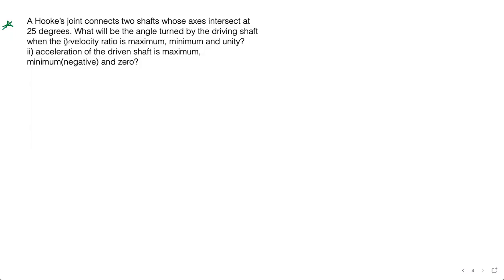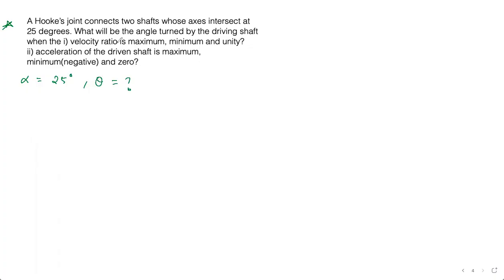Okay. A Hooke's joint connects two shafts whose axes intersect at 25 degrees. It means alpha is given as 25 degrees. What will be the angle turned by the driving shaft? So the driving shaft is going to turn an angle, right? Means theta is asked.